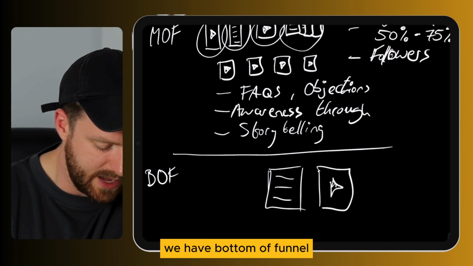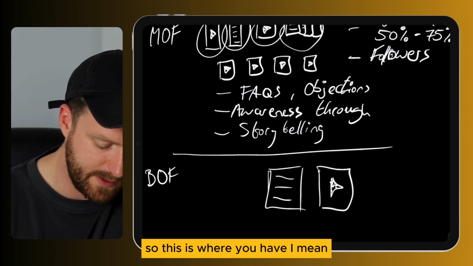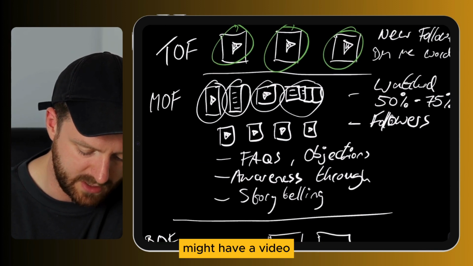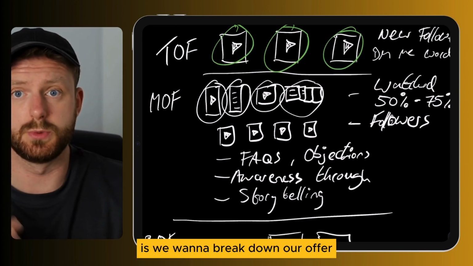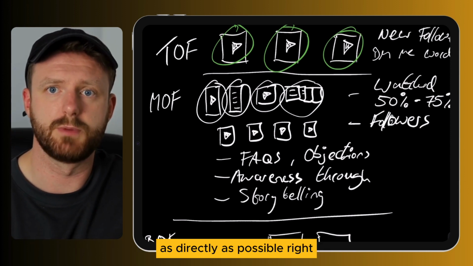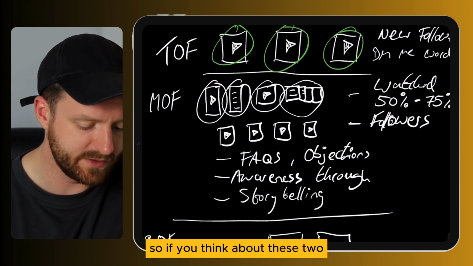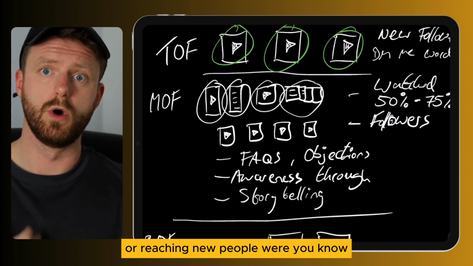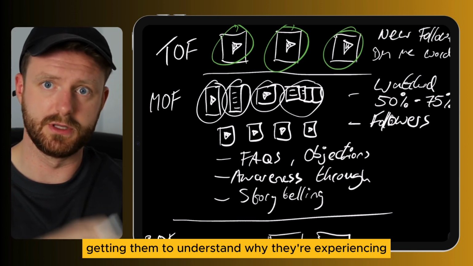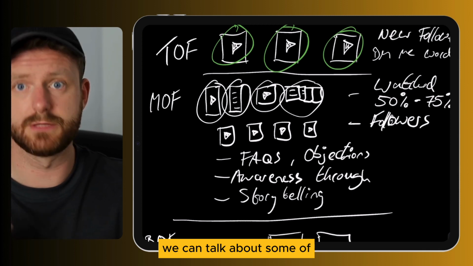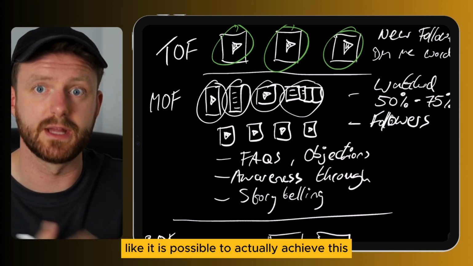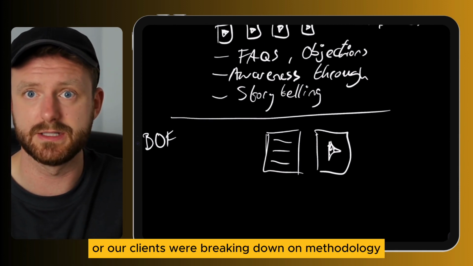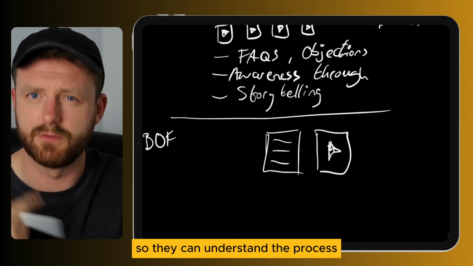Then lastly, we have bottom of funnel. So this is where you can have a few different posts and test them. You might have a written post, you might have a video, but what we want to do here is break down our offer as directly as possible, right? So if you think about the first two phases, the top of funnel or middle of funnel, we're reaching new people, getting them to understand why they're experiencing the problem they're experiencing. We can talk about some of the results they could achieve. We're starting to plant beliefs in their mind that it is possible to actually achieve this thing. We're sharing stories about ourselves or our clients. We're breaking down our methodology so they understand the process.